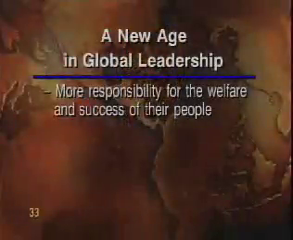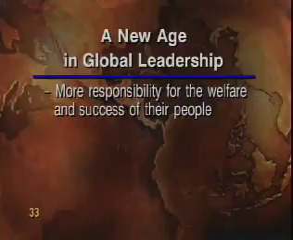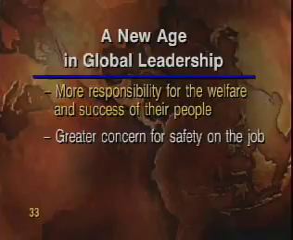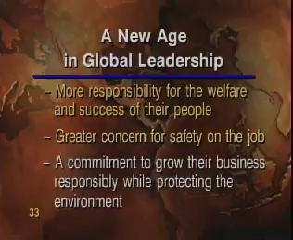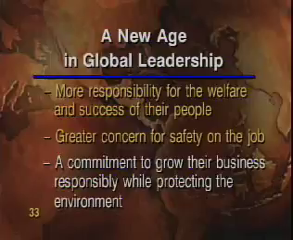Now, I cite these 3 diverse but successful companies because they represent a new age in global leadership. An age where leaders are assuming more responsibility for the welfare and success of their people, greater concern for safety on the job, and a commitment to grow their businesses responsibly while protecting our planet.